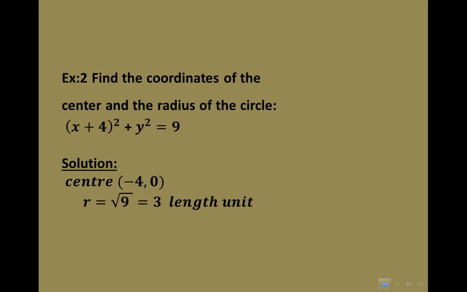Find the coordinates of the center and the radius of the circle of the equation x plus 4 all squared plus y squared equals 9. The center of the circle is negative 4. Take care, the equation is x minus d squared plus y minus e squared equals r squared. Here the center of the circle is negative 4 and 0. And the radius of the circle equals the square root of 9. Here the center equals negative 4, 0. And the radius equals the square root of 9 equals 3 length units.